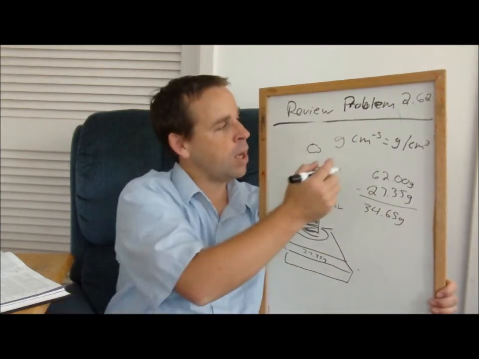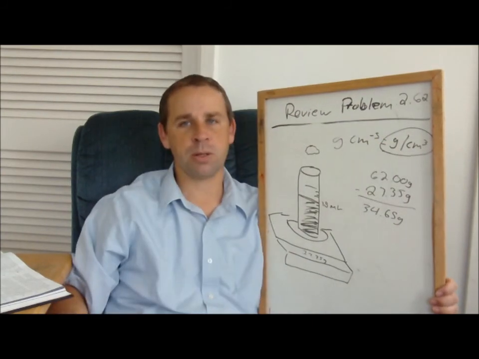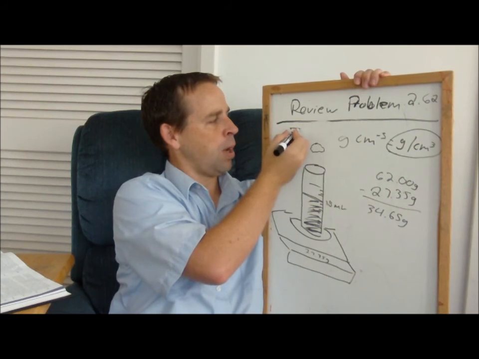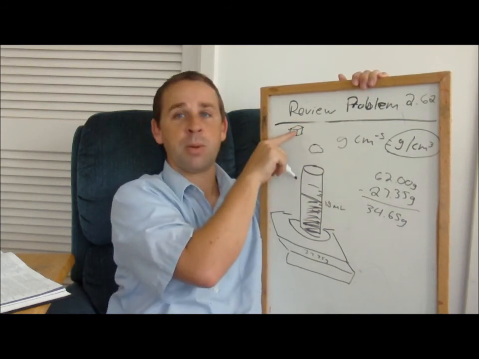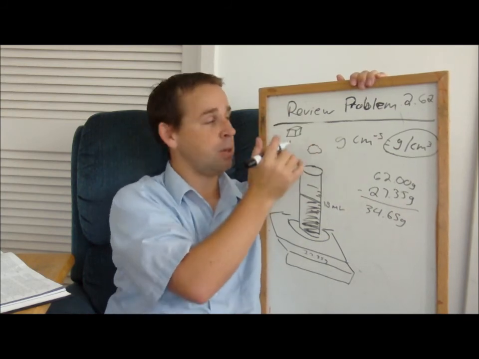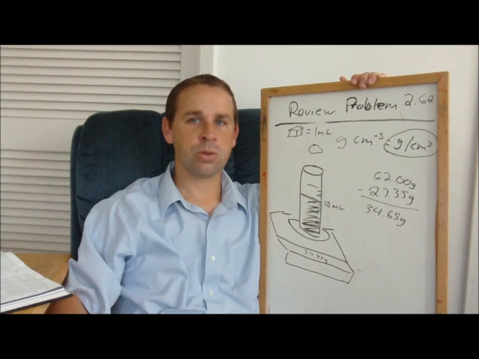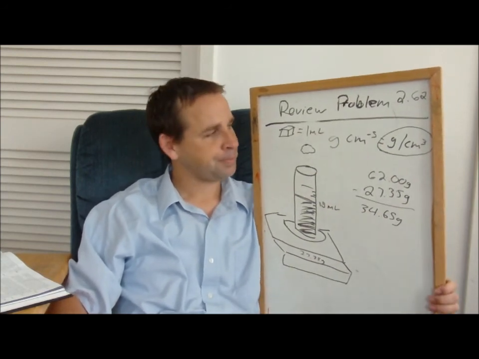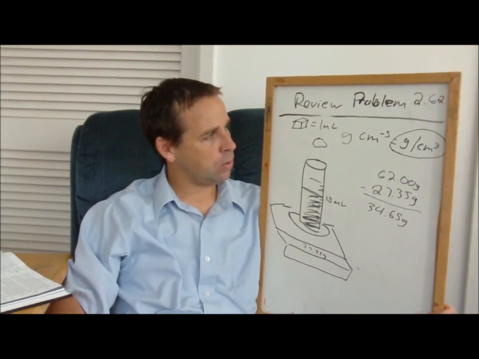Now, we want to find the density of the silver in grams per cubic centimeter. Now, a cubic centimeter means 1 by 1 by 1, right? So that's 1 centimeter by 1 centimeter by 1 centimeter. A cubic centimeter is equal to 1 milliliter. Alright? Those two are equivalent. 1 milliliter is equal to 1 cubic centimeter. Different units of volume.